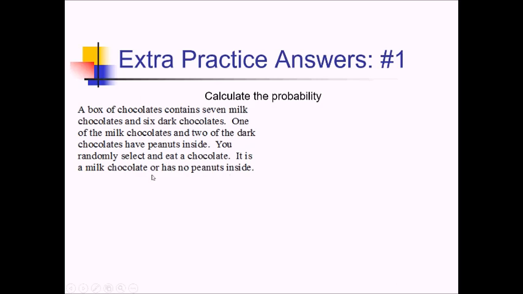So since we're dealing with an or, we have to ask, is this disjoint or is there overlap between these two categories? Can we have milk chocolates that have no peanuts? And the answer is yes, something could be both of these. So since they're overlapping, we're going to have to subtract whatever the overlap is between these two groups after we add them together.